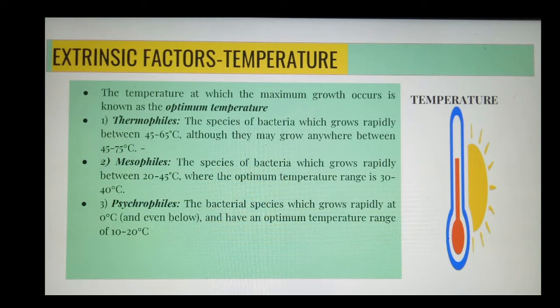Mesophiles are species of bacteria which grow rapidly between 20 to 45 degrees Celsius, where the optimum temperature range is 30 to 40 degrees Celsius. Psychrophiles are bacteria species which grow rapidly at 0 degrees Celsius and have an optimum temperature range of 10 to 20 degrees Celsius.